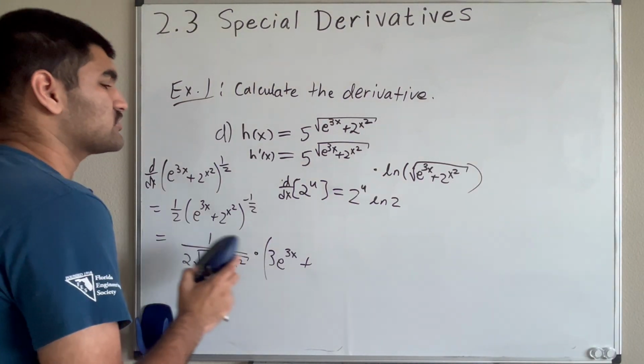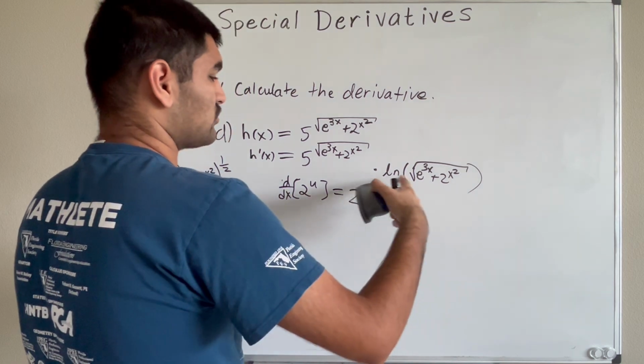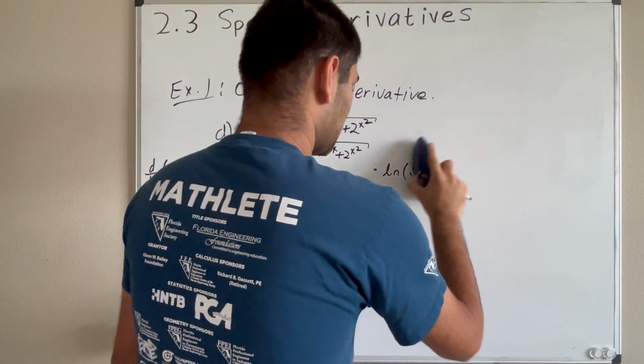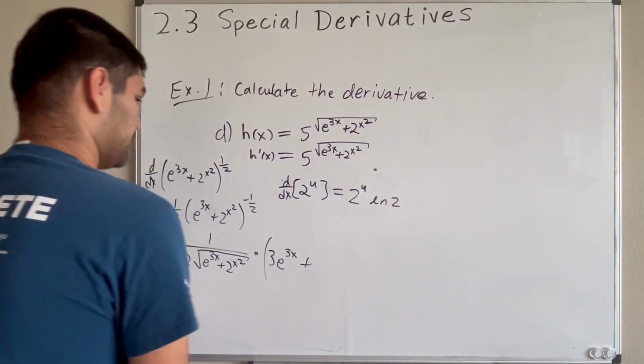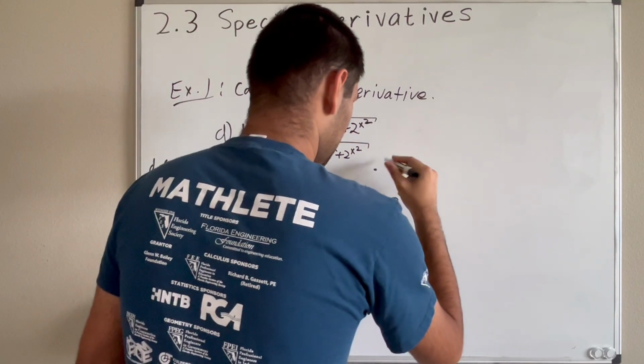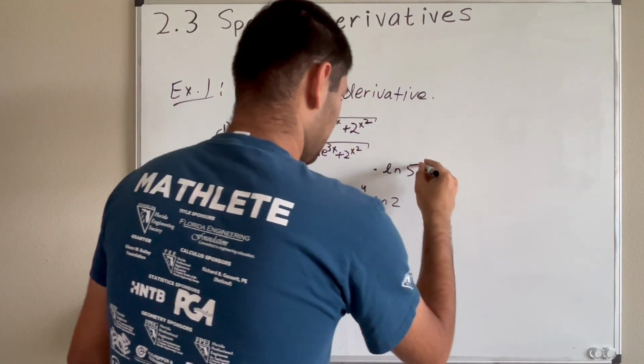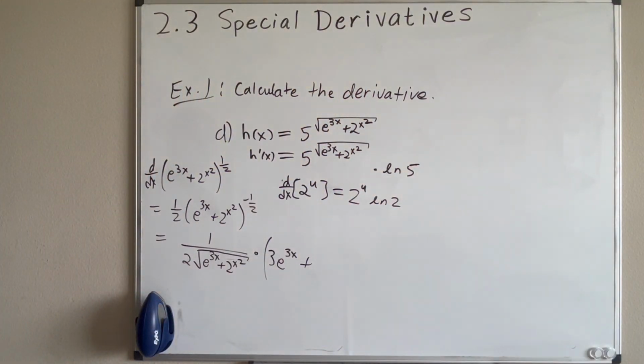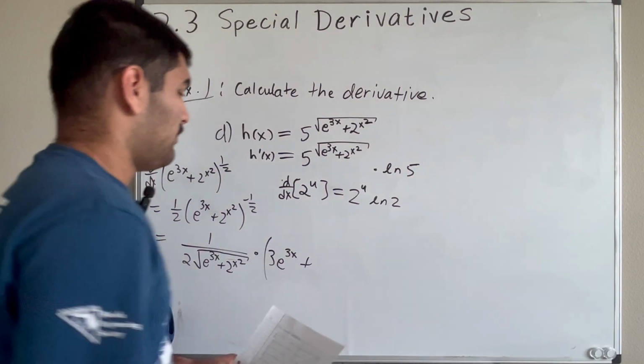Oh, I am extremely sorry. Over here, I wrote natural log of this expression. It's actually supposed to be natural log of 5. It's always natural log of the base. So this should be times natural log of 5. I'm extremely sorry. That's completely my fault. Okay. But anyway, moving on.